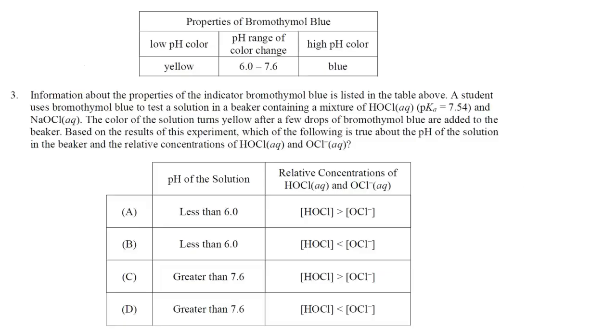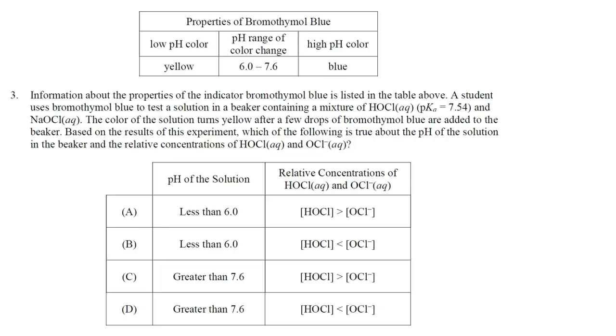In question 3, we see a table which has the title Properties of Bromothymol Blue. And question 3 says the following. Information about the properties of the indicator bromothymol blue is listed in the table above. A student uses bromothymol blue to test a solution in a beaker containing a mixture of hypochlorous acid, HOCl, which is a weak acid that has a pKa value of 7.54, and this mixture also contains sodium hypochlorite, or NaOCl. So it's a mixture of a weak acid and its conjugate base.